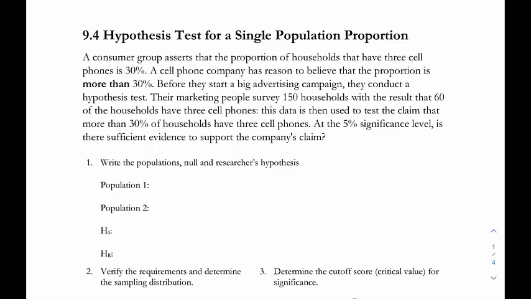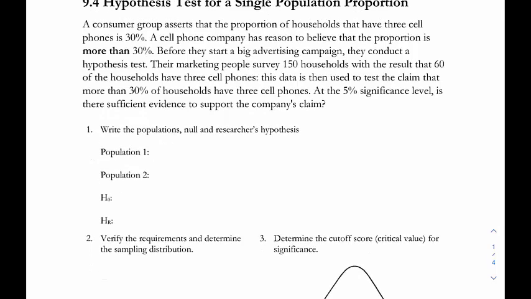All right, so let's start off with the populations here. For this section, it's a little bit different than 9.3 when doing that for the mean, but pretty much the same premises. Population number 1 is the experiment group, and population number 2 is the control group. So here we want to identify the sample, looking at the company versus the consumer group.